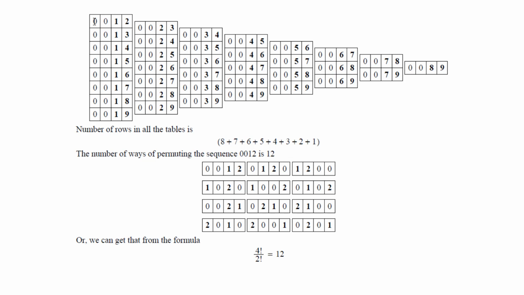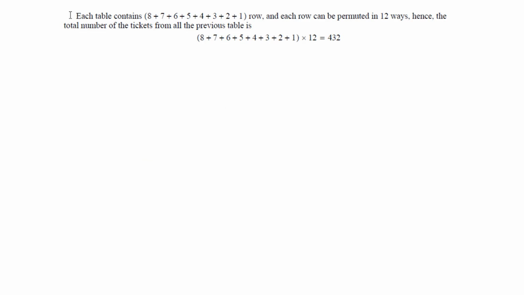How many ways of permutation can we get for a ticket such as 0012? It is 12 permutations. So now we multiply this number by 12 and we get all permutations of tickets for the case of 00 tickets. So for the case of 00 identical items ticket, the total number after permutation is 432.